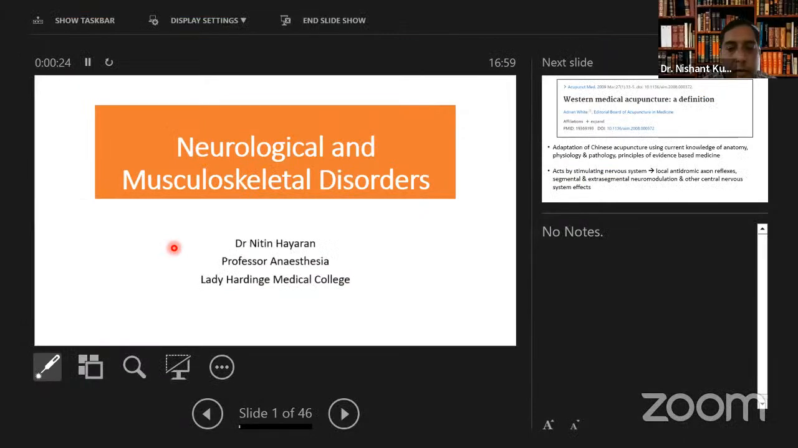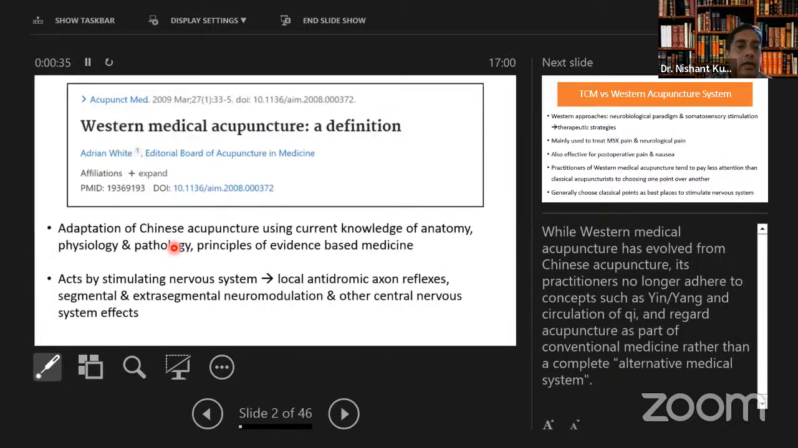So for the next topic, we have neurological and musculoskeletal disorders. What we are actually practicing in our hospital, and most of us are practicing, is not traditional Chinese medicine acupuncture. We are practicing mostly Western medical acupuncture. It is an adaptation of Chinese acupuncture using our current knowledge of anatomy, physiology, and pathology, and with the principles of evidence-based medicine. So we combine what is from TCM and what we know right now about how it functions and works.